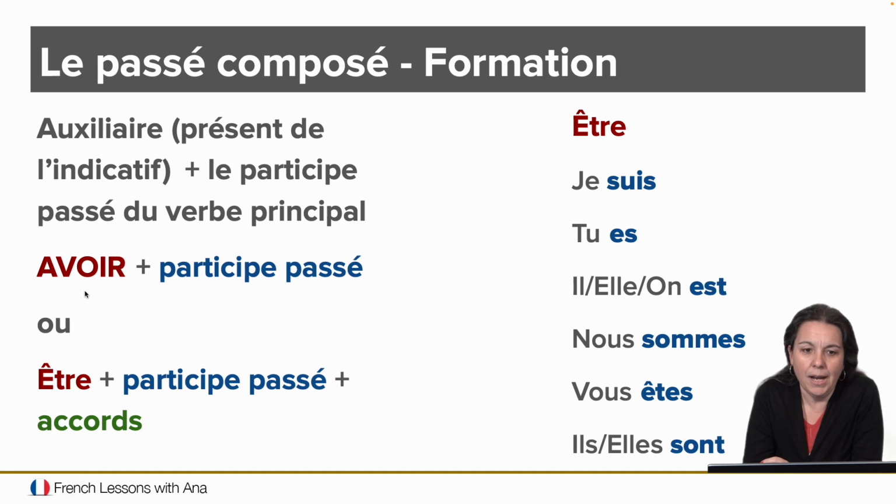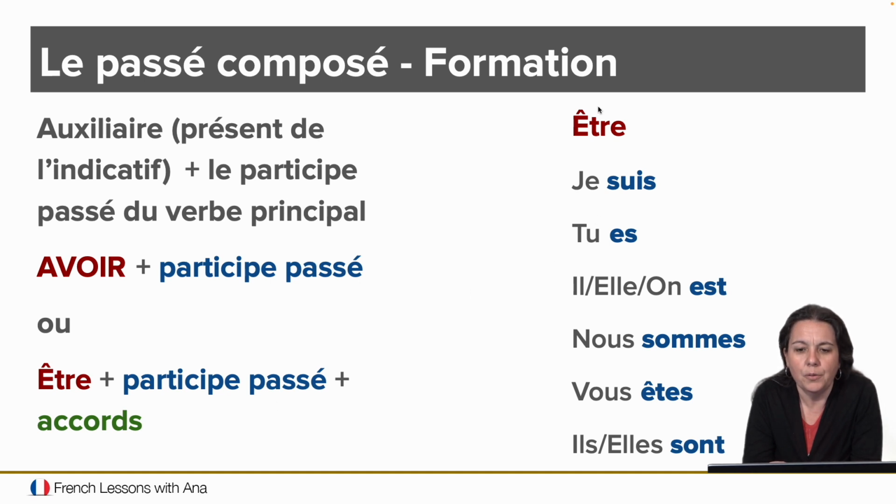So for avoir, we conjugate the verb avoir in the present tense, and it is followed by the participe passé. If it's the verb être, okay, in the present tense as well, it is also followed by the participe passé, but it has one extra element, which is called les accords. What that means is agreements. And we will have to agree this verb as if it were an adjective with the subject. We'll see what that means, okay?